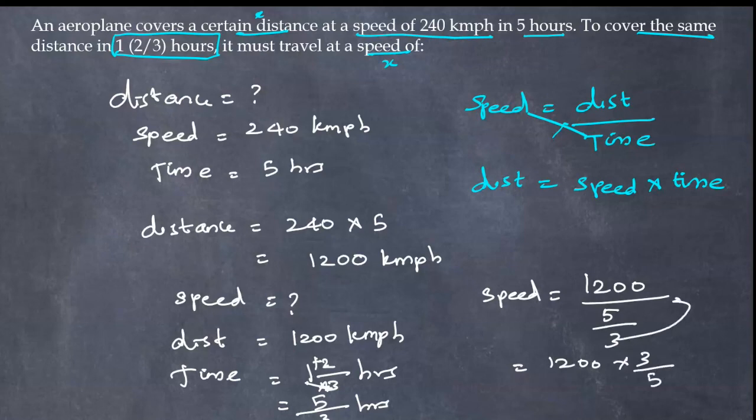This 3 goes up here. So 3 by 5. 5 times 240 is 1200. 240 into 3 equals 720 kmph. So to cover the same distance in 1 2 by 3 hours, it must travel at a speed of 720 km per hour.